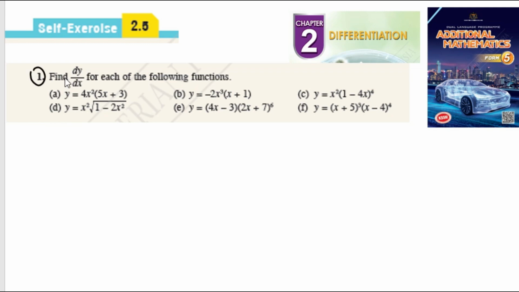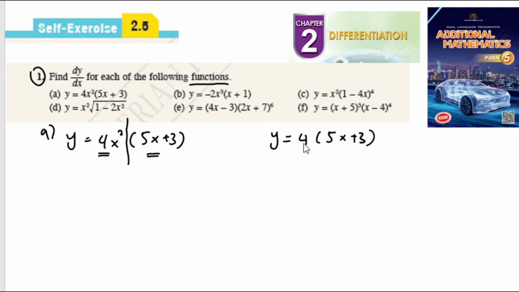Okay, number 1, find dy over dx for each of the following functions. We see here y is equal to 4x squared times (5x plus 3). So we are multiplying two expressions that both contain x. If we have something like this, we cannot directly do dy over dx. Previously, we had y equal to 4 times (5x plus 3), which has no second variable factor, so you can directly differentiate. But here x squared is multiplied with this one, so we cannot directly do it.